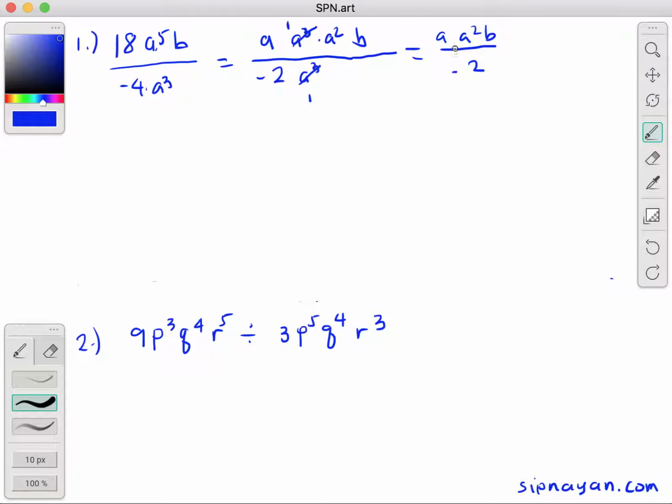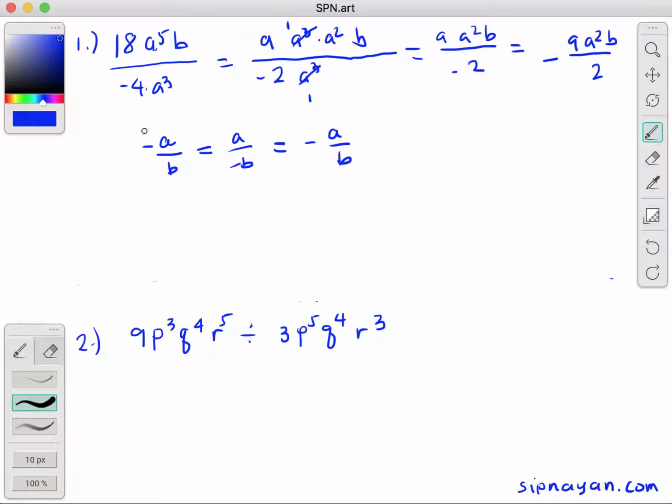2. Usually, pag may negative tayo sa baba, wala tayong negative sa taas, pwede na natin yan igitna yung negative. So, magiging negative 9a squared b over 2. If you have a negative sa taas or kaya sa baba, basta hindi sila pareho negative, pwede natin siya igitna. For example, negative a over b, meron tayong ganyan, o kaya meron din tayong a over negative b. Either sa taas or sa baba, pwede natin siyang isulat as negative a over b.